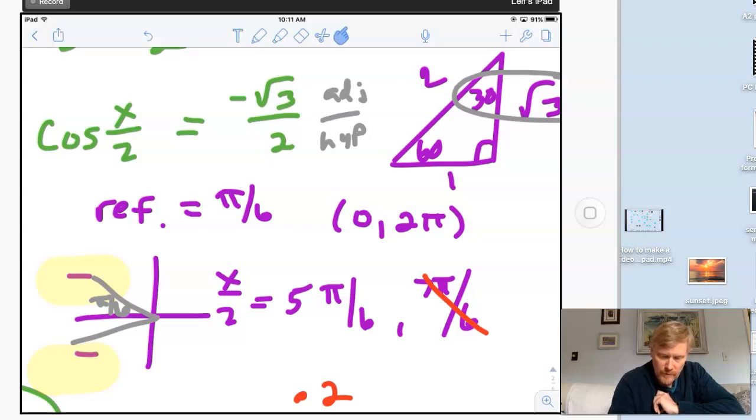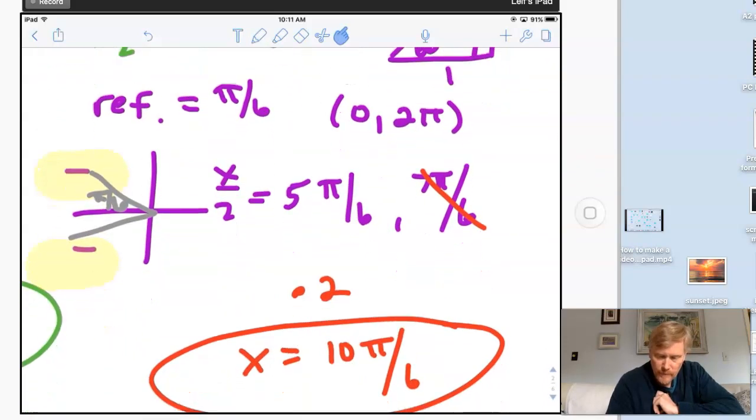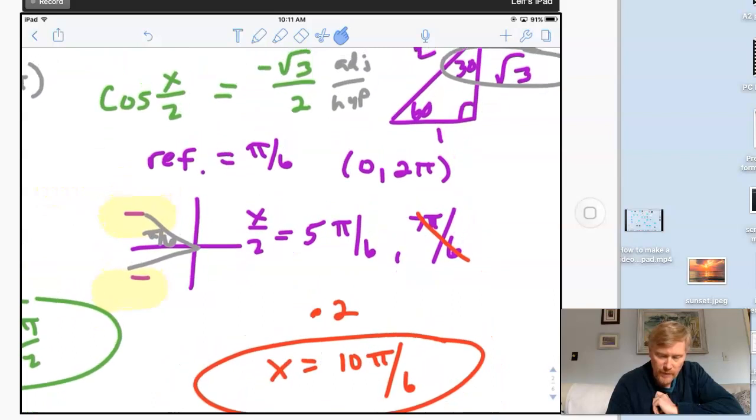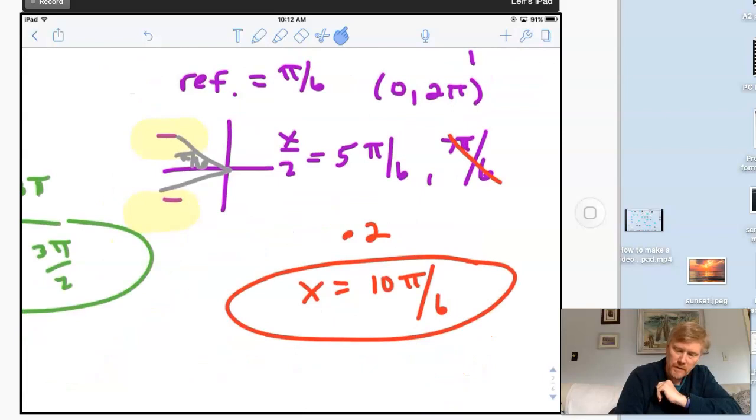And I double it. We threw out the 7 pi over 6 because when I double it, it's bigger than 2 pi, so I tossed it out. Small potatoes, but anyway. So 10 pi over 6 is my answer. I guess you could reduce that to 5 pi over 3, but I'm just going to leave it like that. Okay, next one.